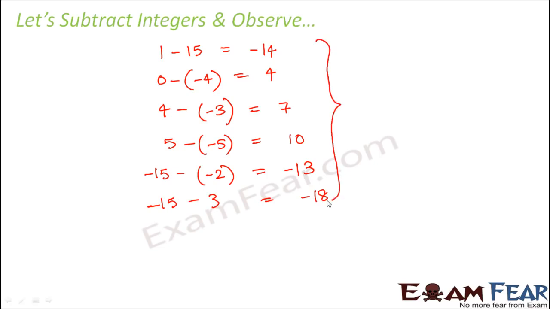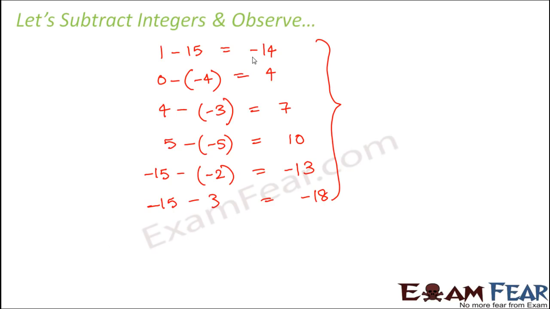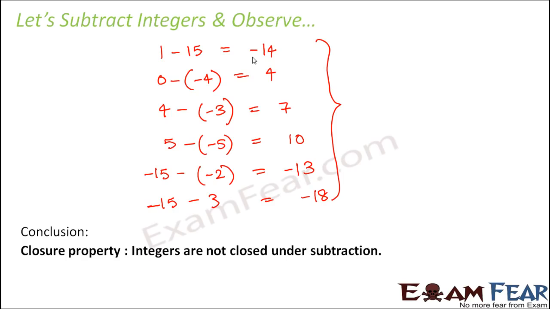So here again I have taken a lot of different combinations. Somewhere I have taken both negative integers, somewhere one positive, one negative, somewhere one negative, one positive, and so on. Then every time again we observed that the result is an integer. Do you see that every time you get an integer? So what do we observe in each of these examples? We see that every time we subtract two integers, we get another integer. So that way, can we say that integers are closed under subtraction?